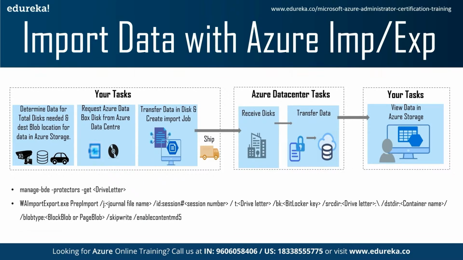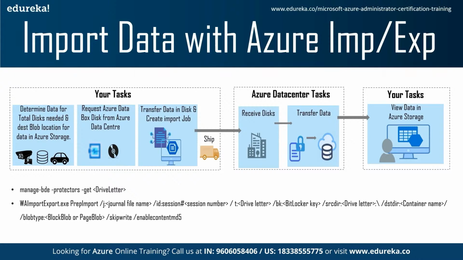These are the commands you can see. The first command is manage-bde -protectors -get with the drive letter. The drive letter is what you have seen in your local disks, like local disk C, local disk D, local disk F. These C, D, F are drive letters. So this is the first command you have to give. Then prepare the disk by running the WA Import/Export command. This command can take a significant amount of time to complete depending on the amount of data. You can see the second command here, which is quite a major one, so you have to follow all the things in it.